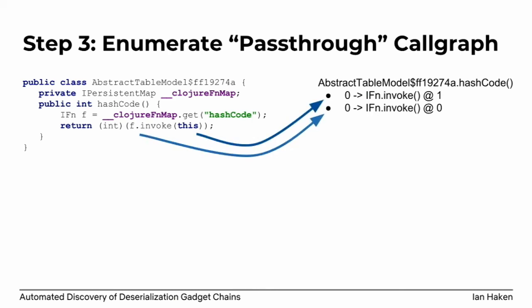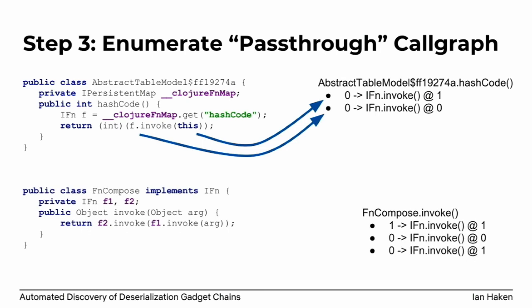And then similarly, we know that the F comes out of that closure map. We know that closure map is controllable if you control the this argument. So we know F is attacker controllable. So F, which is the implicit this to function invoke, is also attacker controllable.